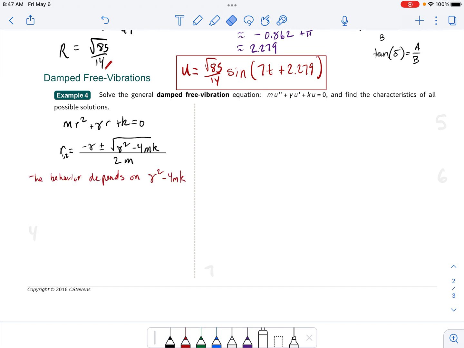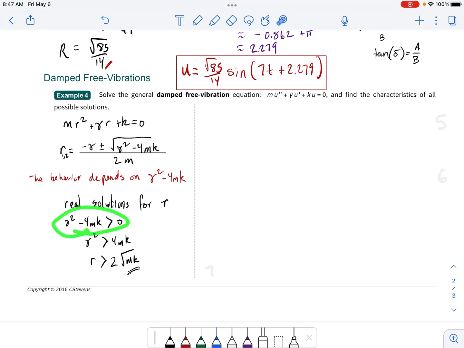So if we take the discriminant, we've got gamma squared minus 4mk. Let's start out with if it's positive. That means we're going to get 2 real distinct roots. Let's go ahead and solve for gamma. So gamma squared would be greater than 4mk. Take the square root of each side, and gamma is greater than 2 root mk. And from here, let's write down the 3 cases. So this is our first case, gamma greater than 2 root mk.